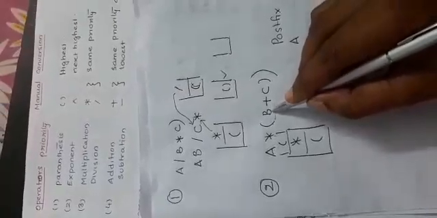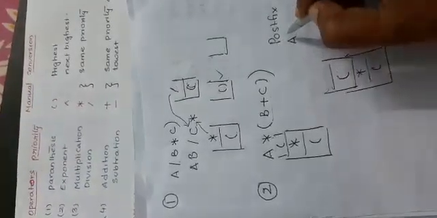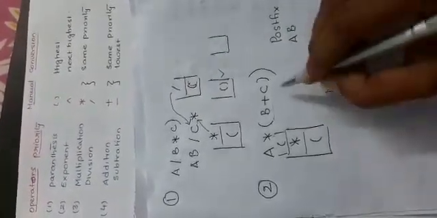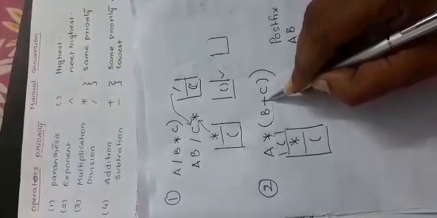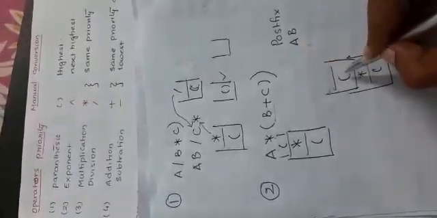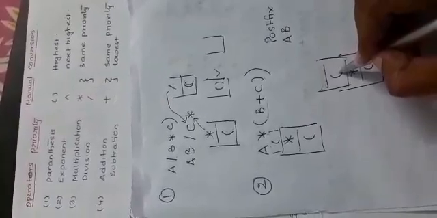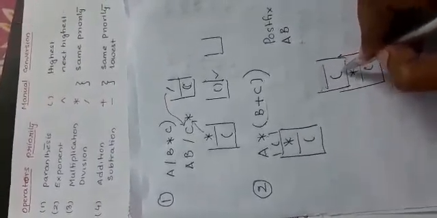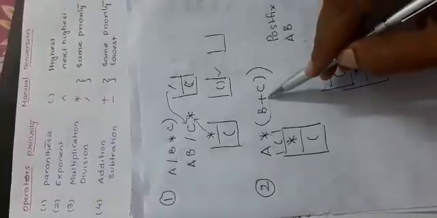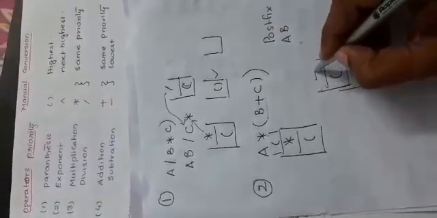After that there is B. B is an operand, so it will be added to the postfix expression. And then there is a plus symbol. So what is there in the stack top? It is an opening parenthesis. So whenever there is an opening parenthesis, don't worry, simply add this operator here.